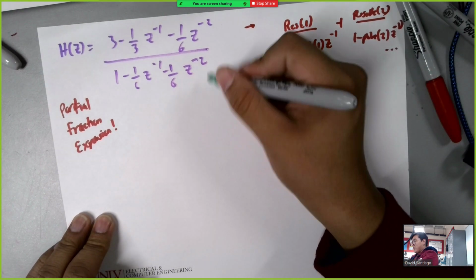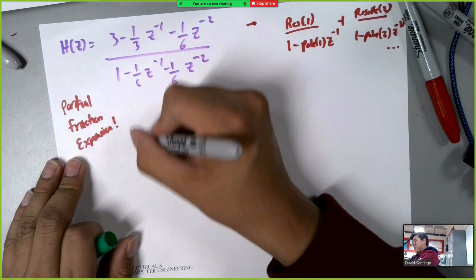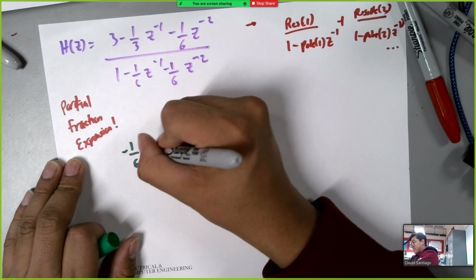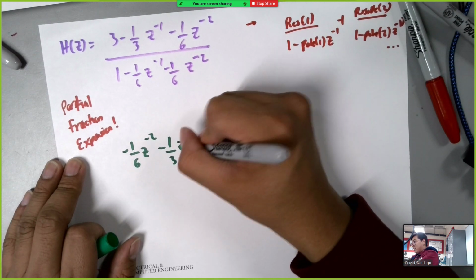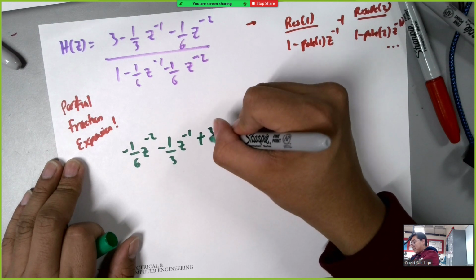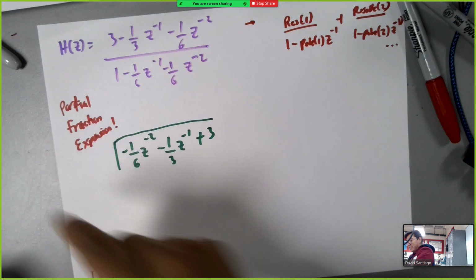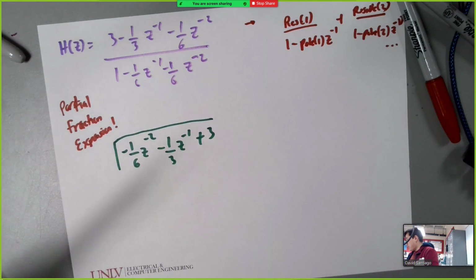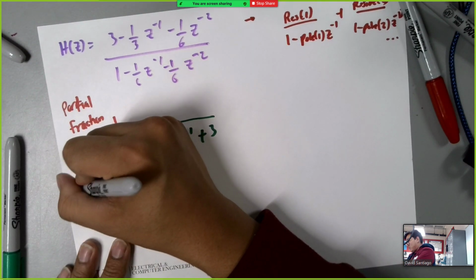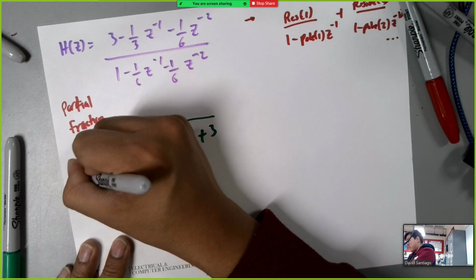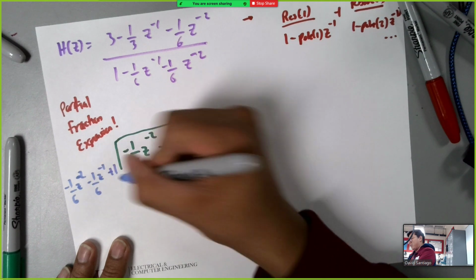Okay, I'll show you. So you're going to see it written like this, but you're not going to do that on the exam. You're going to write it this way. Minus 1/6 z to the minus 2, minus 1/3 z to the minus 1 plus 3. We'll do the following. And then let's grab the other marker, and we're going to write it the other way too. So minus 1/6 z to the minus 2 minus 1/6 z to the minus 1 plus 1, okay?